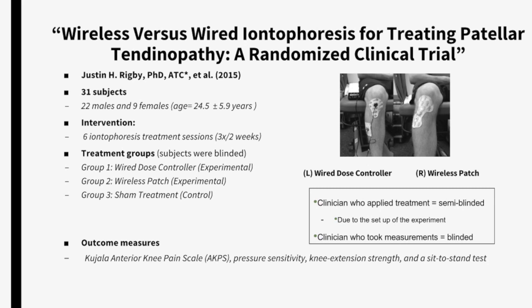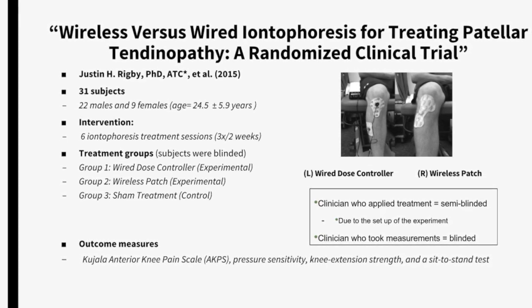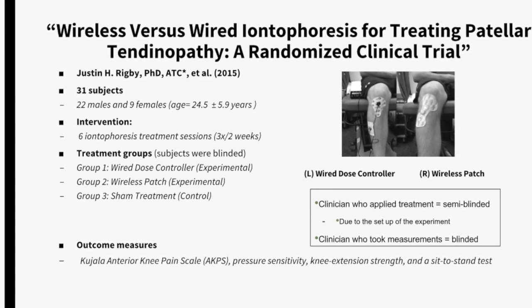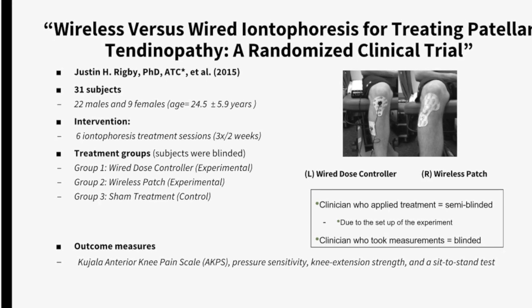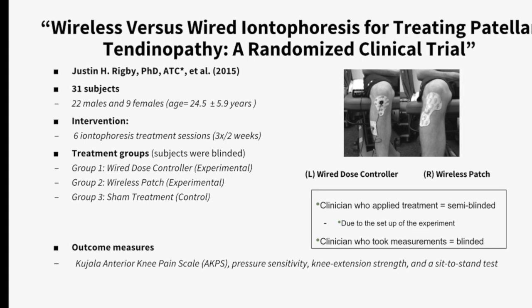The intervention included 6 iontophoresis treatment sessions, 3 times a week for 2 weeks. There were 3 treatment groups and all the subjects were blinded. Group 1 was the wired dose controller, Group 2 was the wireless patch, and Group 3 was the sham treatment.